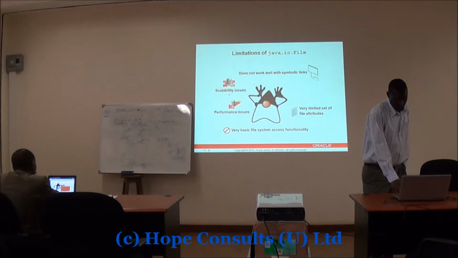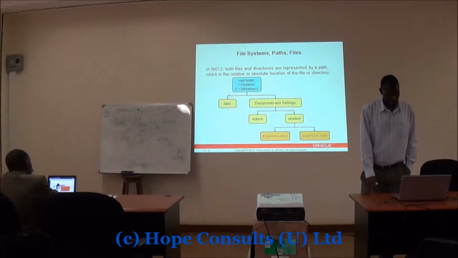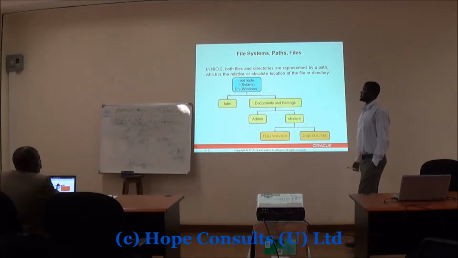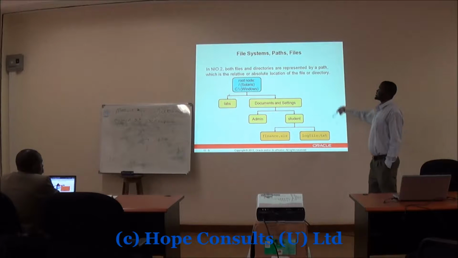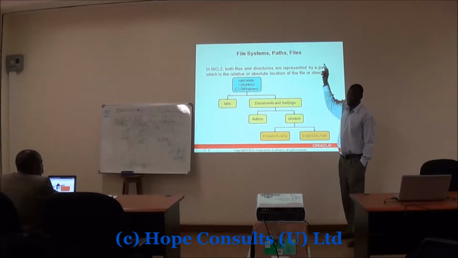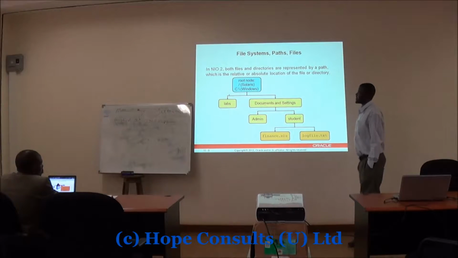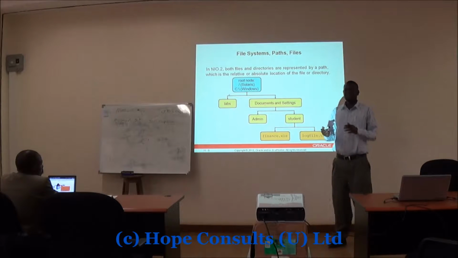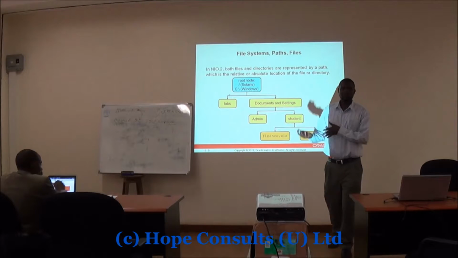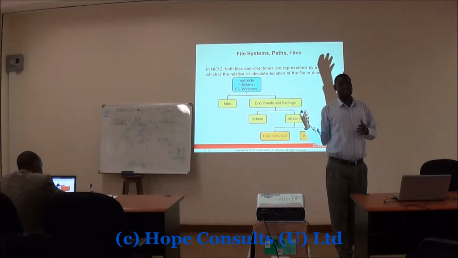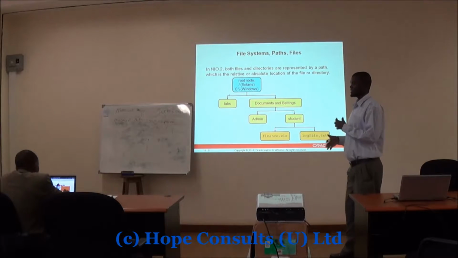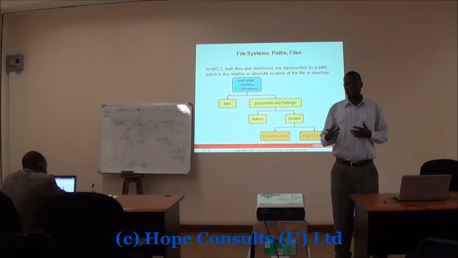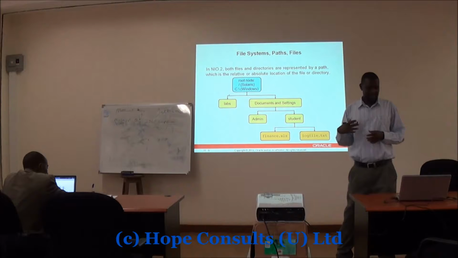So, new I/O. Both files and directories are represented by a path, so you need a path. That is clear to the Windows controllers. So a path can either be relative or absolute. So you can either traverse a directory after passing the absolute path or after passing the relative path.